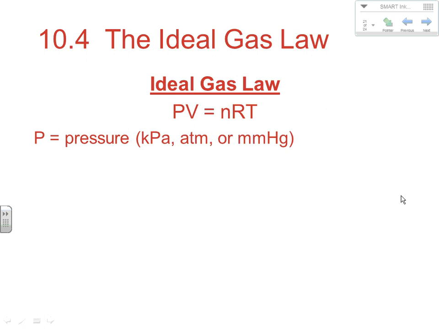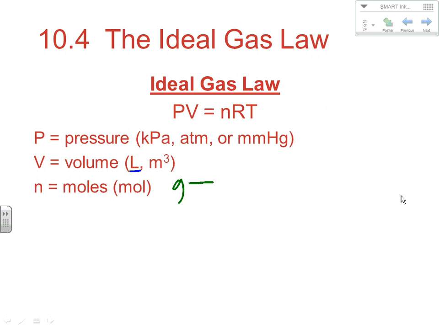So first pressure, well, it could be kilopascals, atmospheres, or millimeters of mercury. Volume could be liters, or it could be meters cubed. Sometimes you will see meters cubed, but that's very rare. Typically, with volumes, we're going to be talking about liters and milliliters. n stands for the number of moles. So if they give us the mass, we have to use the molar mass to convert to the number of moles. So that's a common problem that you have to solve for. So anytime you see grams, remember, convert it to moles for this chapter.